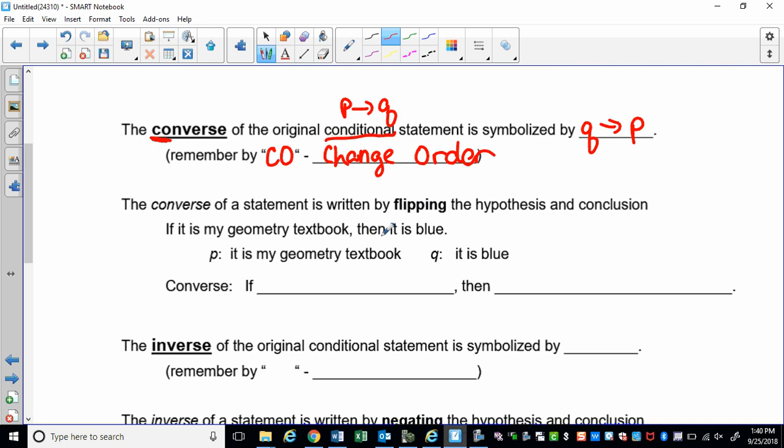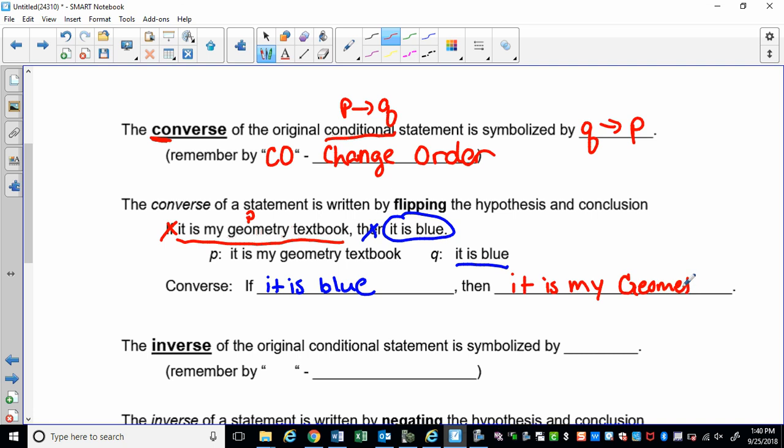If it is my geometry textbook, then it is blue. This is my conditional statement. So I'm going to underline my hypothesis: it is my geometry textbook. And circle my conclusion after the then: it is blue. So they wrote it for us. My converse is Q first. So if it is blue, then our hypothesis: it is my geometry textbook.